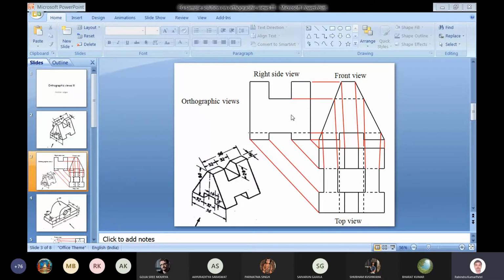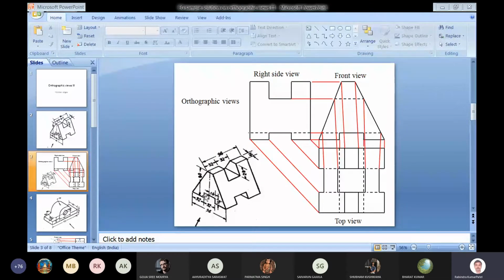And when we draw the top view, it has different dashed lines. So what are the edges which are hidden in this case? For the top view, we will have one edge passing from this corner, from front face to back face. One other edge is passing from this face, that means front face to back face.